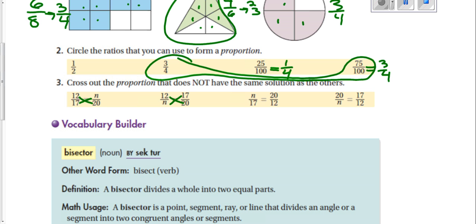All right, the next one, I cross multiply, and this time it's 12 times n. And my last one, I cross multiply again, and it's 17 times n. So which is the one that was different? I didn't multiply the variable by the same number as the others. It's this one. Okay, it's that one. It's not the same.